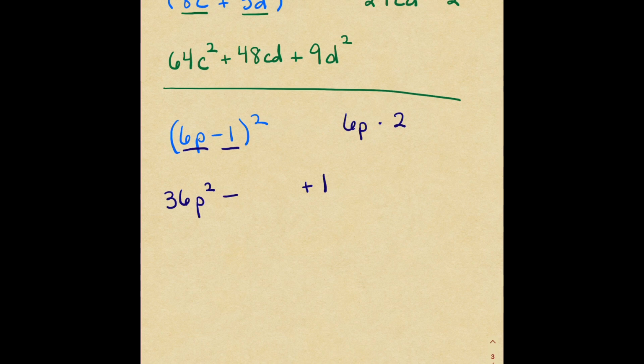If I wanted, I could do 6p times negative 1. So that is actually going to be negative. And then when I multiply that times 2, that'll give me the minus to put in there. So that's probably a good way of thinking about that. This is going to be 12p. And I have 36p squared minus 12p plus 1. So, fun examples. I know you need to practice that some more, but I'm going to move on and show you the last concept.